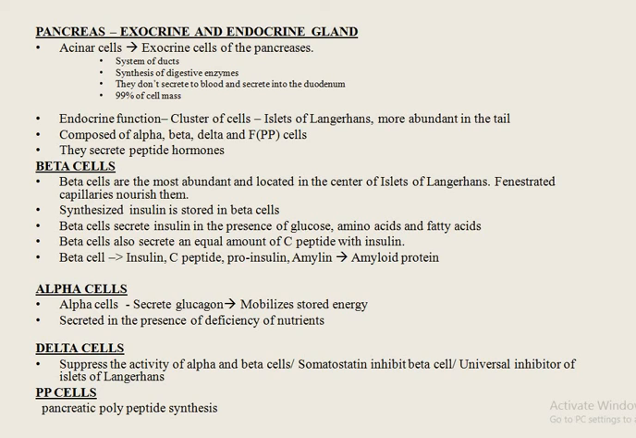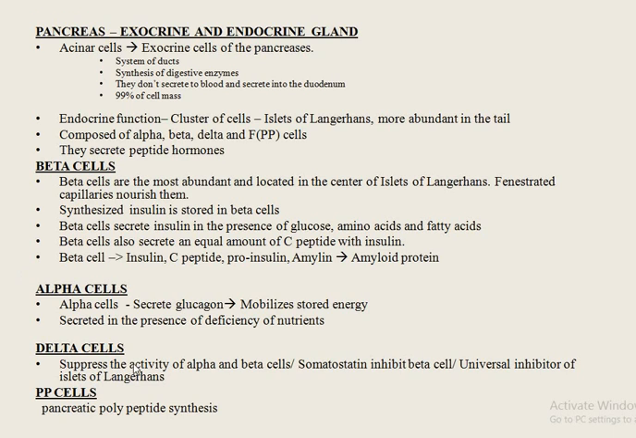And then you have the alpha cells, and these are involved in the secretion of glucagon, and this is mostly involved in the mobilization of stored energy. So you can see increase of glucagon in conditions where there is a deficiency of nutrients. And then you have the delta cells. Their chief function would be to suppress the beta cell and the alpha cell function. And then you have the PP cells, and what they do is that they are involved in polypeptide synthesis, or pancreatic polypeptide synthesis.